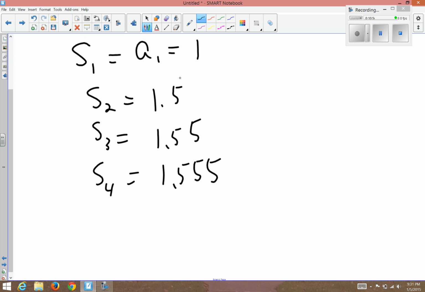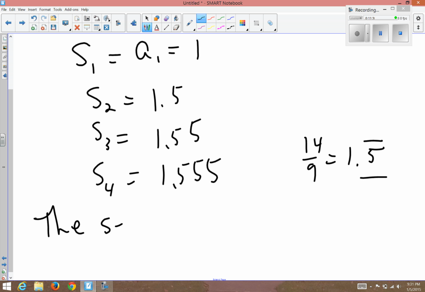What I mean is these numbers here, 1.5, 1.55, 1.555, they're getting closer and closer and closer to 14/9. When I say 14/9, I mean 1.5 repeating. And each of these numbers is getting closer and closer and closer to that.